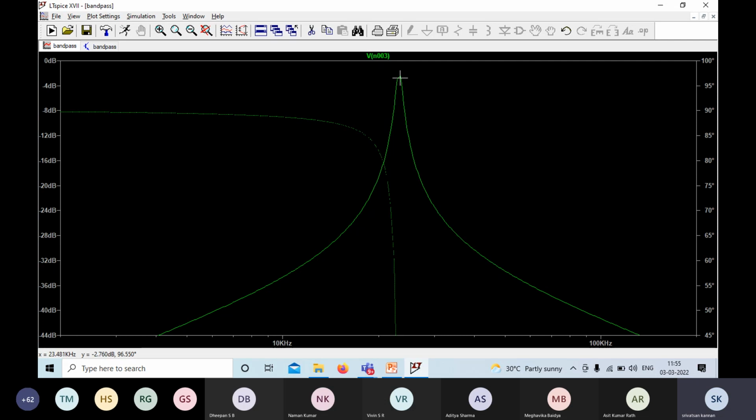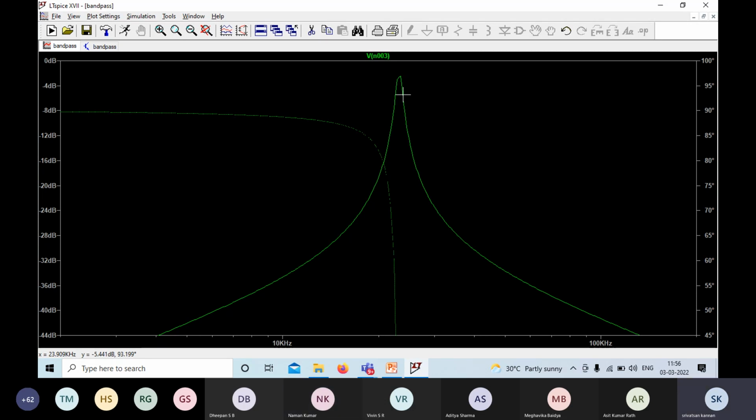So at the peak value, it's 23.2 with gain minus 2.4, and 2.4 plus 3 is approximately 5.2. So at minus 5.28, F1 is 22.3. And similarly, F2 is 24. So approximately the bandwidth is coming 1.6, right? Yes or no? Are you getting the same values as per the theoretical calculations?